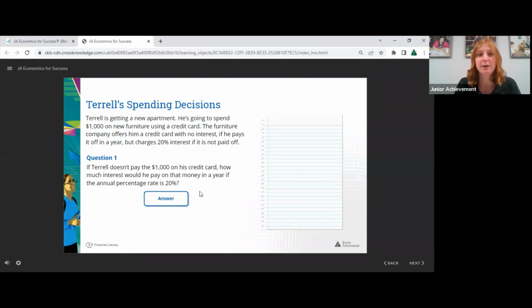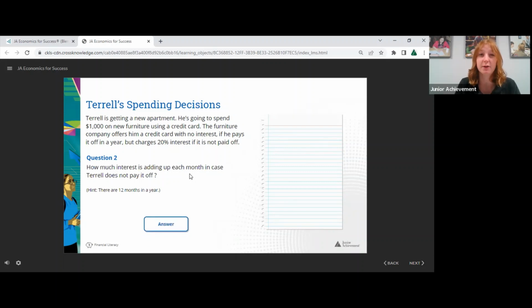So he wants to spend $1,000 on new furniture, and the furniture company says, yep, you can have it for 1 year with no interest, but if you don't pay it off, it's 20% interest. Tyrell does not pay it off, so he now has 20% interest on top of his $1,000. So he paid $1,000, he's got 20% interest, so now he owes another $200. So he could have saved that by budgeting better and saving and spending his money more wisely and then paying off the couch or furniture within a year.